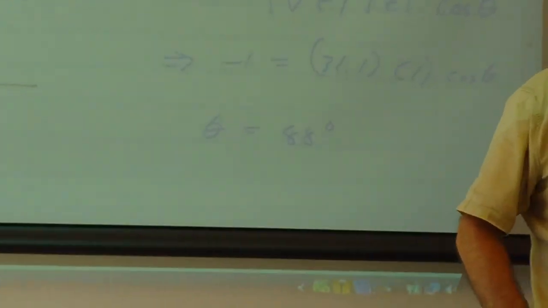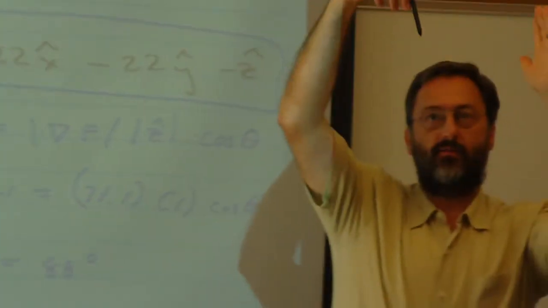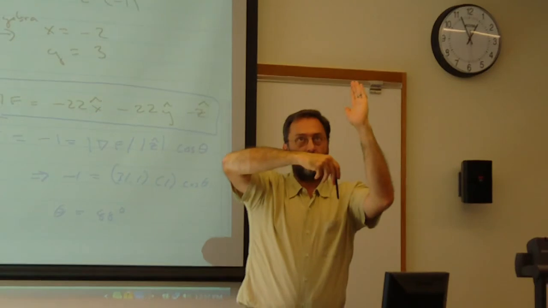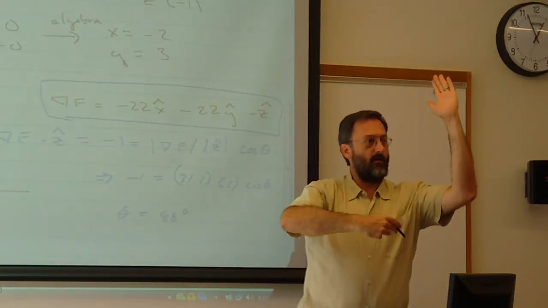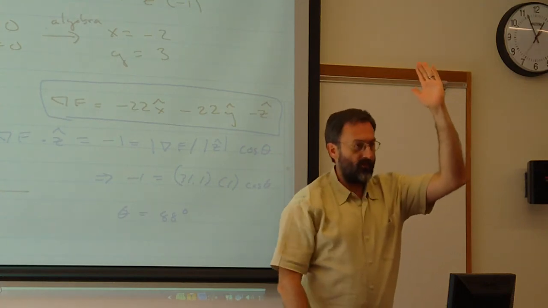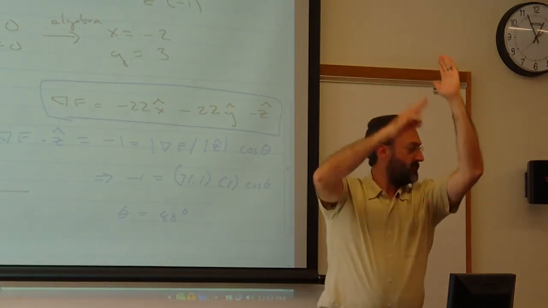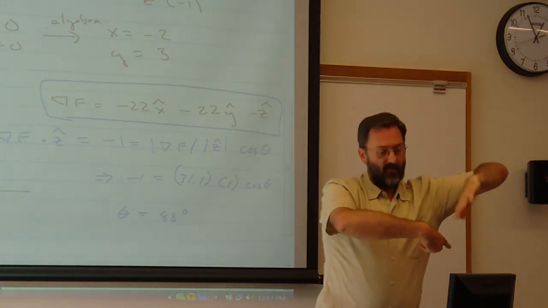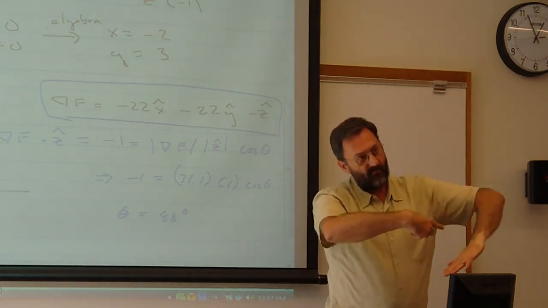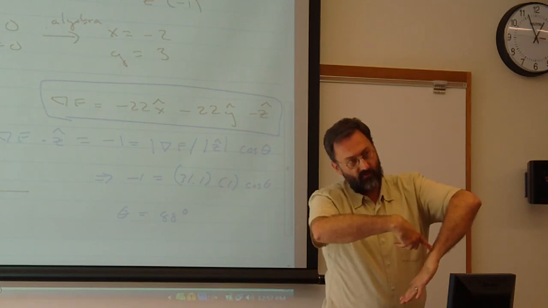So the vector is coming in like this, right? Here's the vertical direction, and my gradient vector of f is coming in like this, so the hill's going down like that. So there's nearly a right angle there.